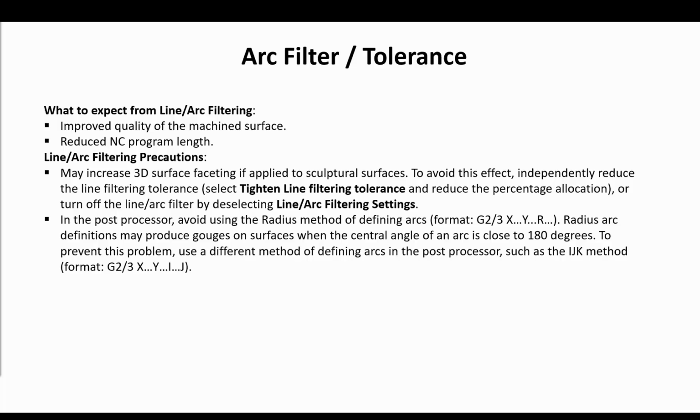Another thing to consider is that in the post-processor, you should avoid using the radius method of defining arcs. Radius arc definitions may produce gouges on surfaces when the central angle of an arc is close to 180 degrees. To prevent this problem, use a different method of defining the arcs in the post-processor, such as the IJK method. Note that most of the toolpaths in Mastercam have these arc filter tolerance options available. This concludes the video on arc filter tolerance options.